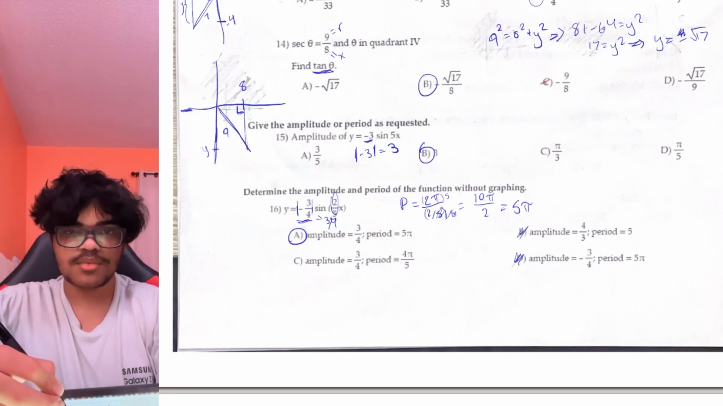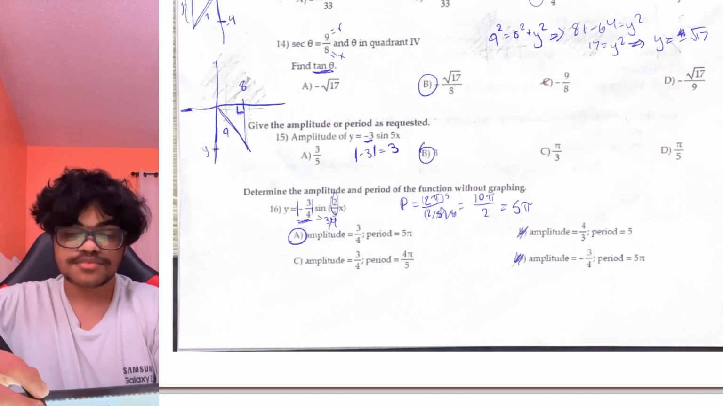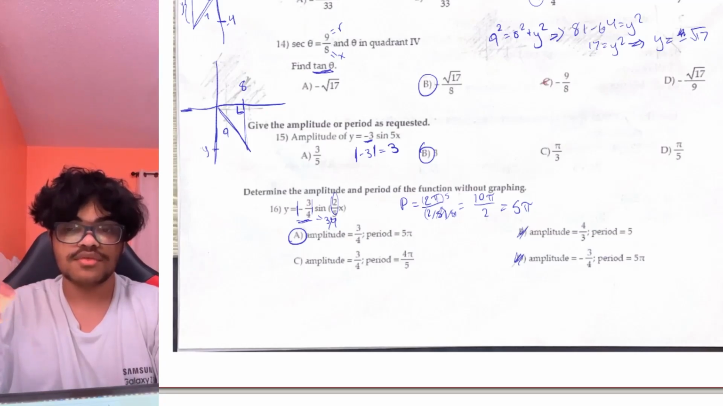So if you have a negative number here, you'll have to take the absolute value of that. If it's positive, it doesn't really matter, but you have to take the absolute value of the number being multiplied by the x, and do 2 pi over that absolute value of the number.